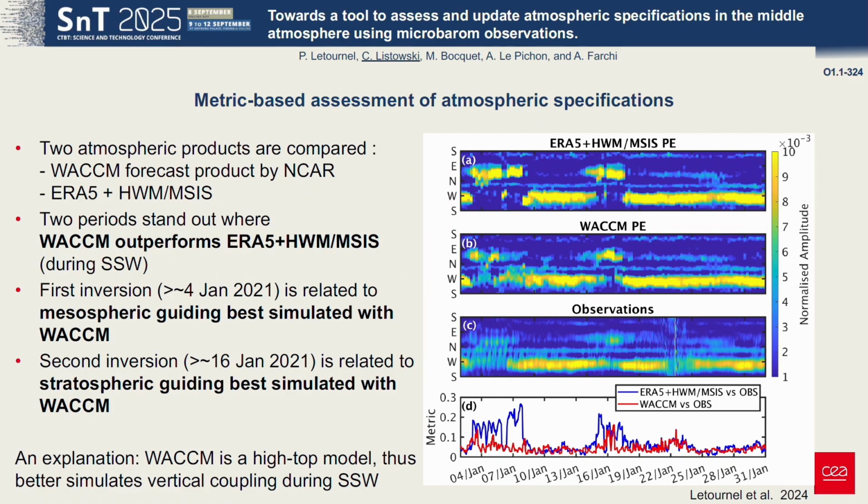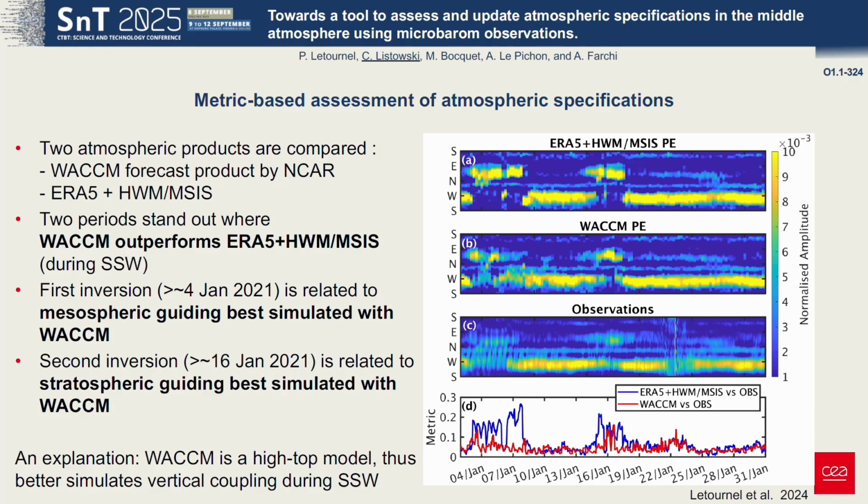Focusing on the January part, you see two simulations. The top plot is one with a hybrid approach using ECMWF atmospheric reanalysis products that are augmented by a climatology on top of it, because ERA5 stops at 80 kilometers. So HWM and MSIS are used on top of ERA5. This is why I call it the hybrid approach. And you have again the WACCM model in the middle, the observation below, and at the very bottom of the slide, there is again the distance metric, which is used for comparing both the hybrid approach in blue with the observations and the WACCM modeling with the observations.